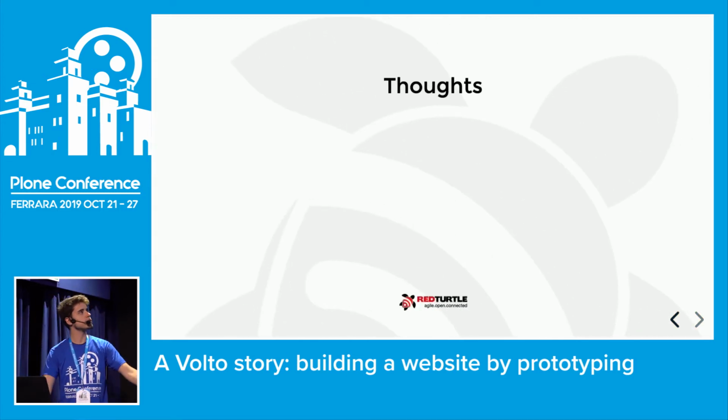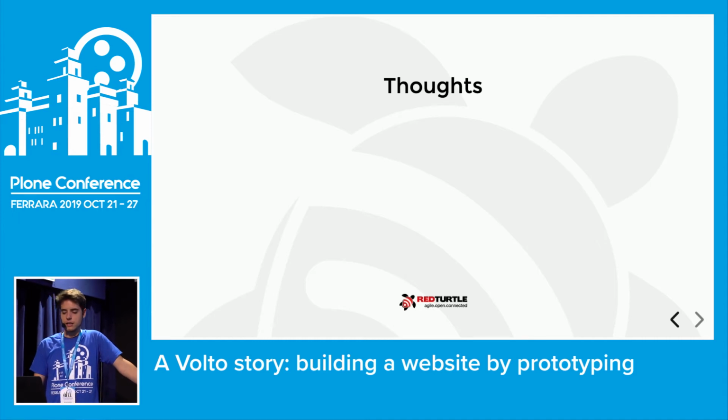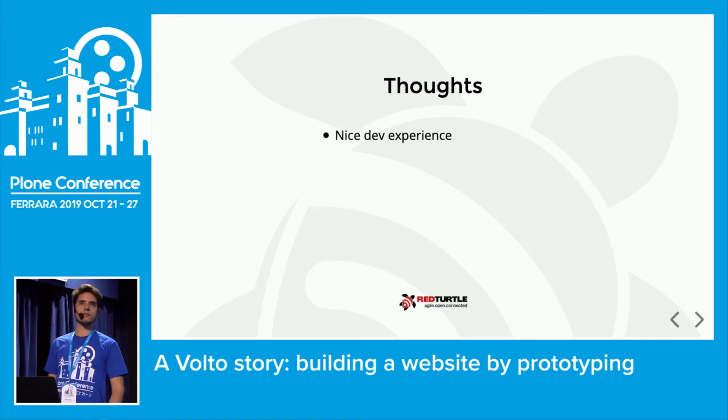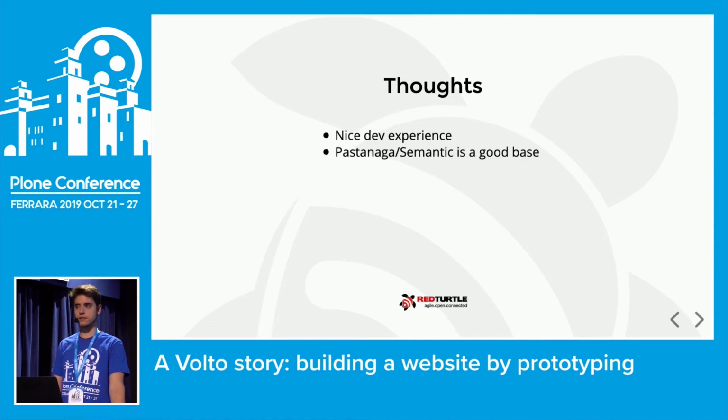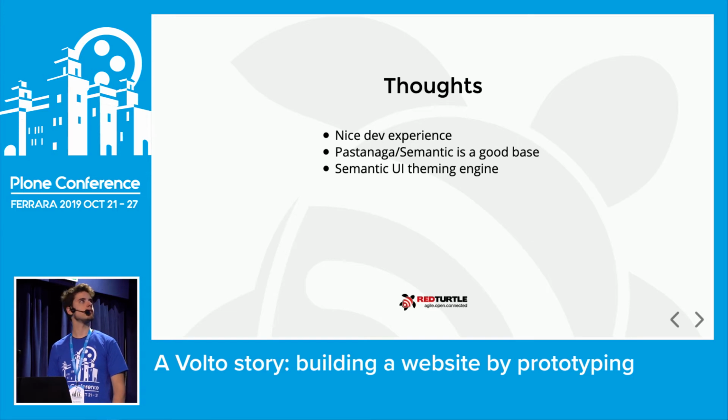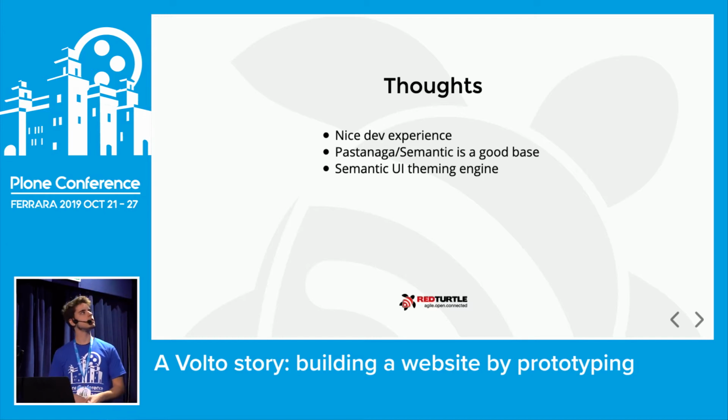So, in my conclusions, I want to summarize my thoughts. Nice dev experience, because with React, developers can enjoy developing, and it is fun. Live reload and other stuff are super handy, and Semantic UI theming is quite comfy. Pastanaga Semantic UI is a good base for starting a design. And the theming engine, I started appreciating it because it is complex the first time you see it because of the variables and the 3 levels of theming. But it is a good way to do theming.